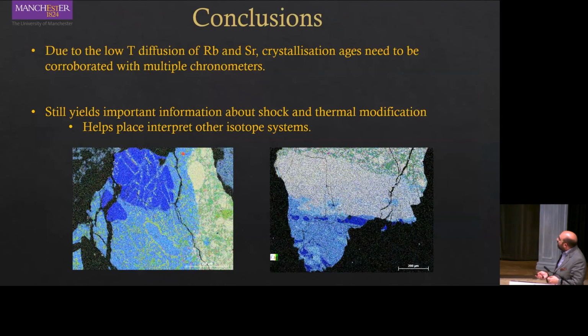So I'll just wrap up there with a few conclusions. As I just said, we need to corroborate a lot of these ages with lots of different isotope systems if we want to understand the timescales of granite formation. But I think there's still a lot of value in doing these in situ analyses, because for the samples that are clearly disturbed, we can use that information to say something quite important about the shock and thermal history that these samples have experienced, and we can then use this information to help place constraints on other isotope systems that we may want to collect in the future or that have been reported in the literature to date. So I'll leave it at that and happily take any questions.